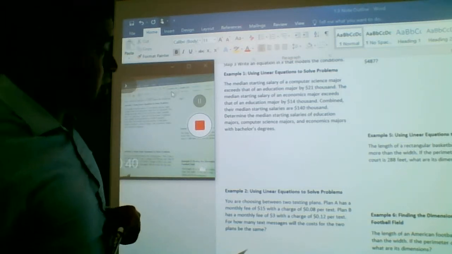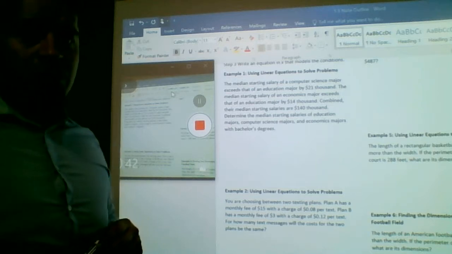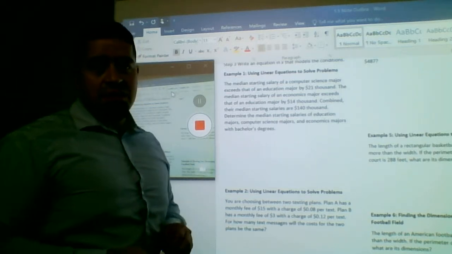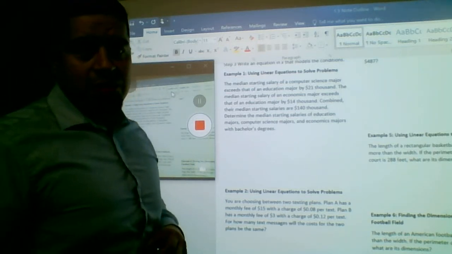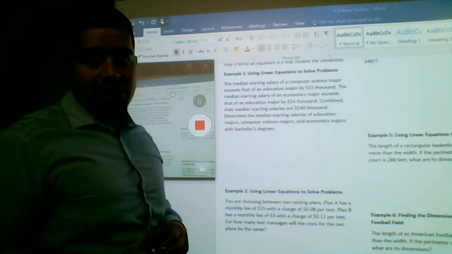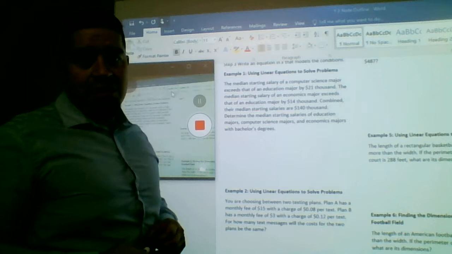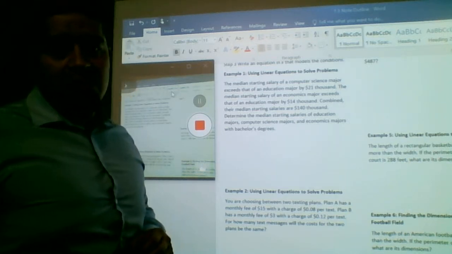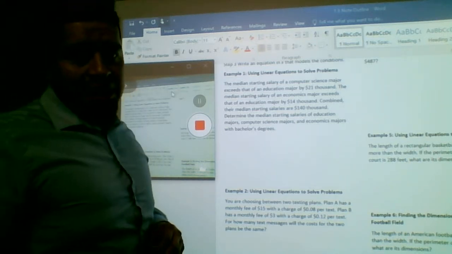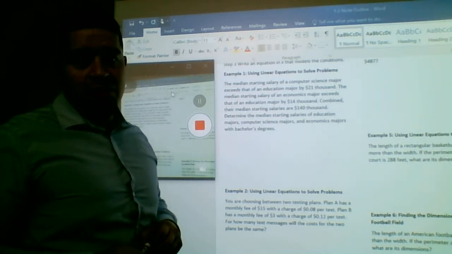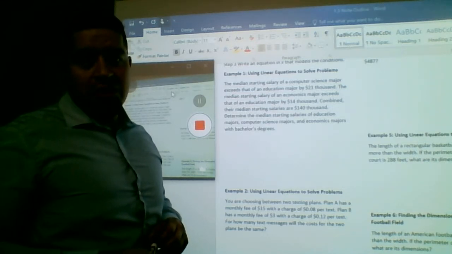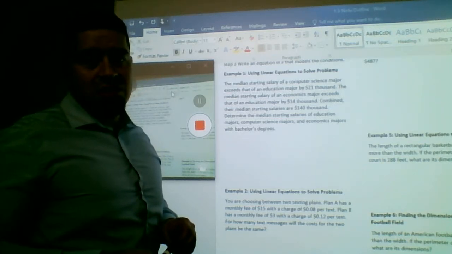So example 1, we're going to go through the problem solving process. It says the median starting salary of a computer science major exceeds that of an education major by $21,000. The median starting salary of an economics major exceeds that of an education major by $14,000. Combined, their median salaries are $140,000. Determine the median starting salaries of education majors, computer science majors, and economics majors with bachelor's degrees.